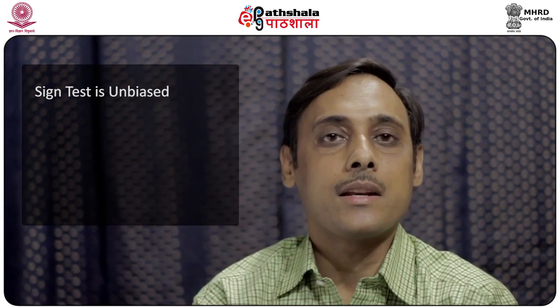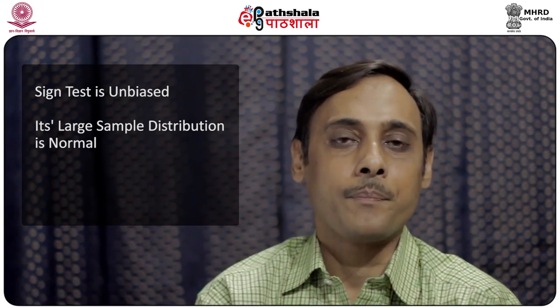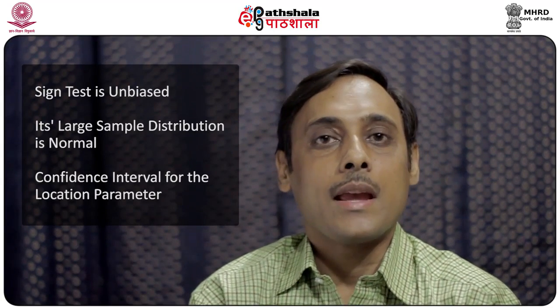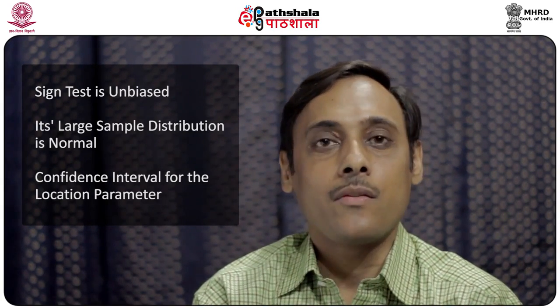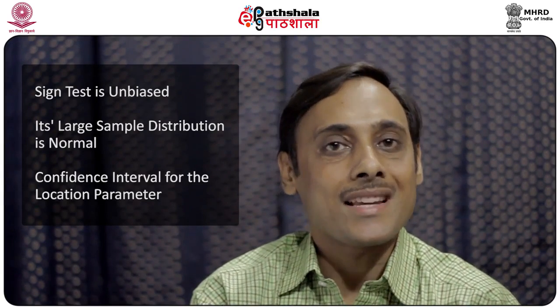Thus, we have seen that sign test is unbiased, its large sample distribution is normal, and we have found a confidence interval for the location parameter using the acceptance region of sign test. However, in sign test, we have used only the signs of the observations. Therefore, we are losing some information contained in the data. In our next module, we shall show how sign and rank of the observations can be put together to provide another non-parametric test.